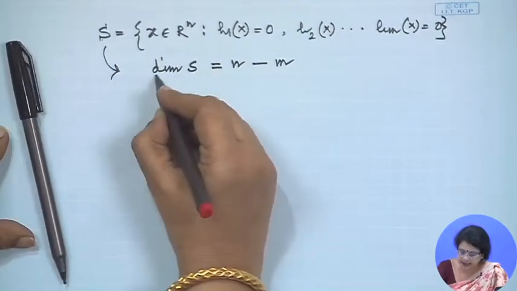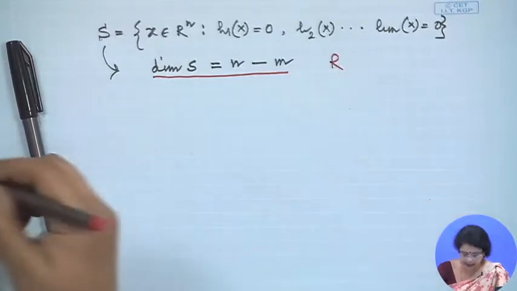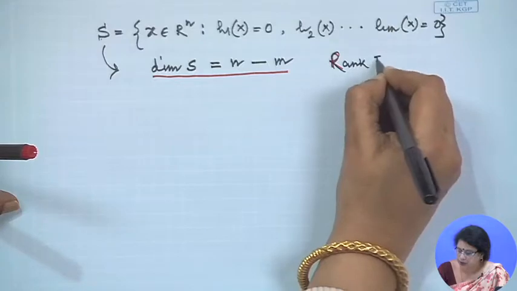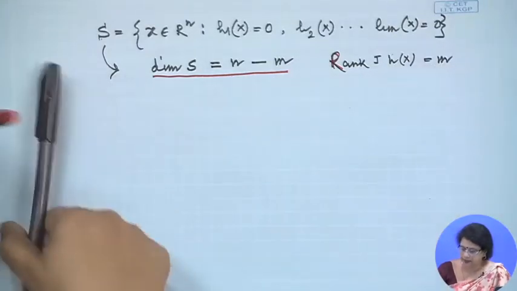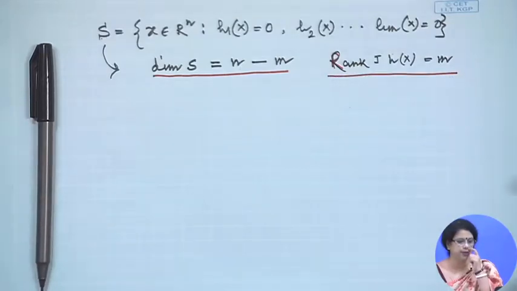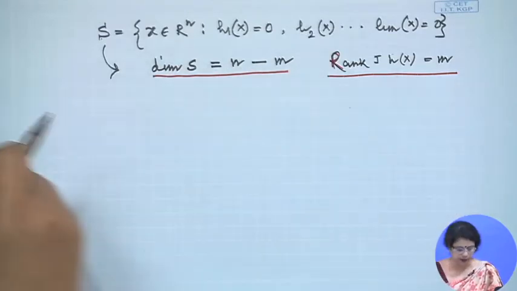One thing is that the dimension of S is equal to n minus m, and another thing is that the rank of the Jacobian of h(x) must be equal to m. Let us consider a few examples for it. Both the examples we will consider one by one.